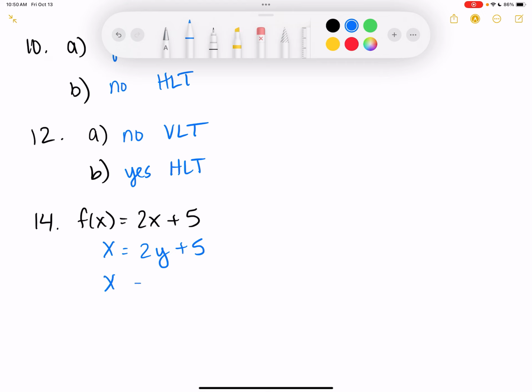So x minus 5 is equal to 2y. Now I'm going to put the y on the other side. So y is equal to, I divide by 2, so x minus 5 over 2. You can leave it this way. Some people will rewrite this as 1/2 x minus 5/2. Either way is fine. That's just a linear equation, right? So what is the domain of that? Yep, all real numbers because it's just a line.